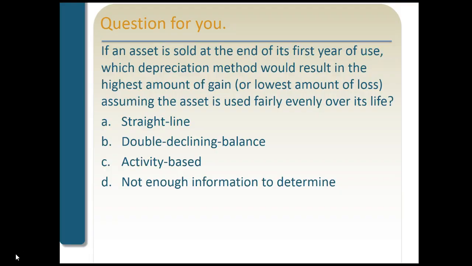Here's a question for you. If an asset is sold at the end of its first year of use, which depreciation method would result in the highest amount of gain or the lowest amount of loss, assuming the asset is used fairly evenly over its useful life? So the question is asking us here, what method is going to bring the book value down as low as possible?